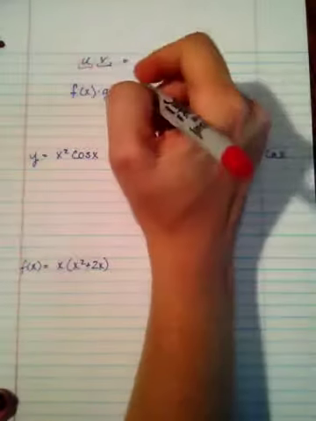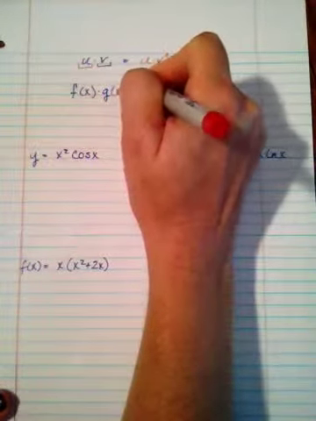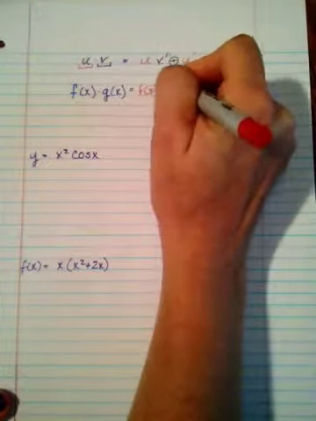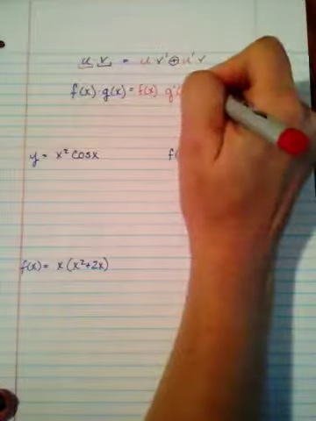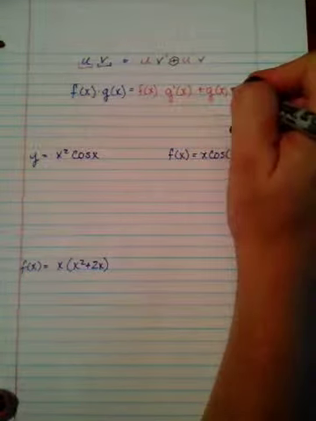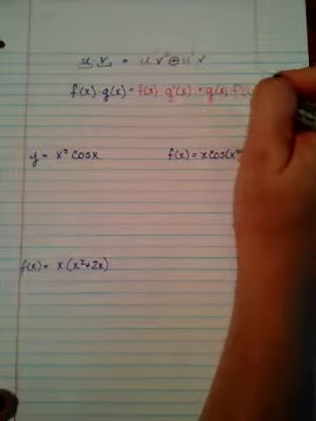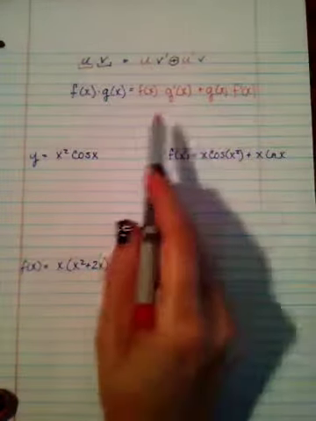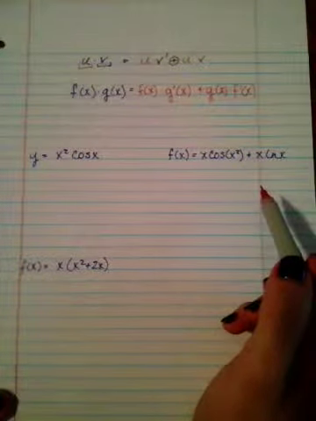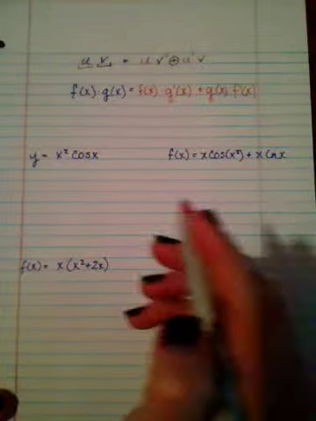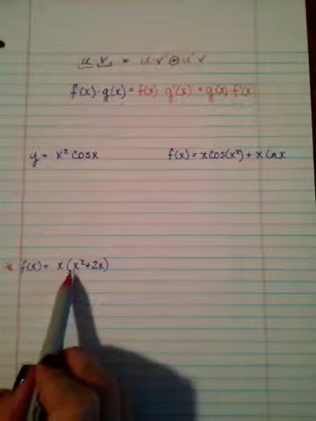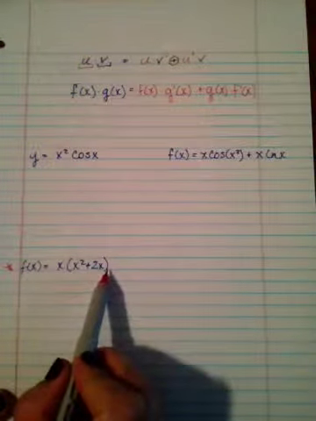So if I write it up for this one, it's first function f of x times derivative of the second, g prime of x, plus the second function, g of x, times the derivative of the first, f prime of x. Now you might wonder, do I actually have to use the product rule? And the answer is yes, if the problem requires it. So I'm actually going to start on this third example. F of x equals x times x squared plus 2x.